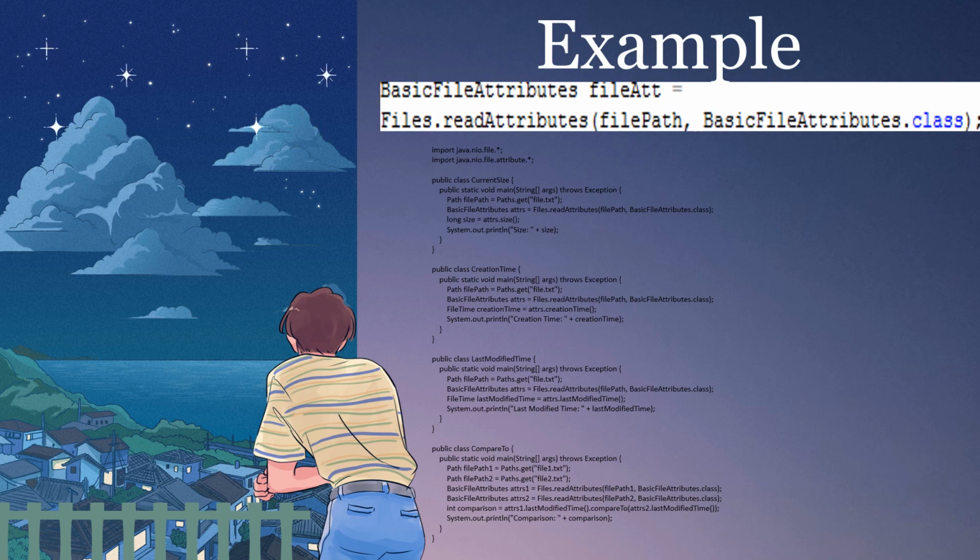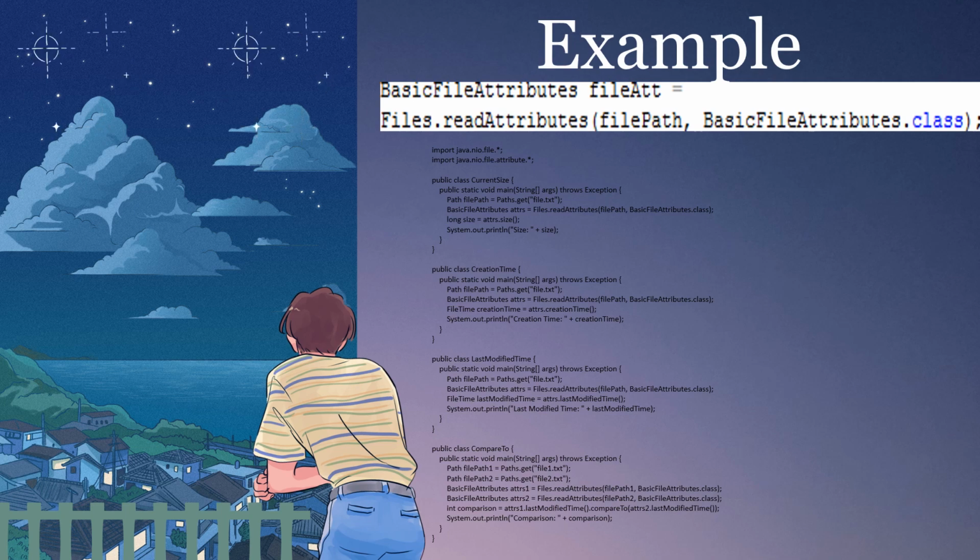The program is a collection of four Java classes that demonstrate how to use the java.nio.file and java.nio.file.attribute packages to work with file attributes in Java. The CurrentSize class reads the size of a file named file.txt using the Files.readAttributes method and the BasicFileAttributes class. The size of the file is then printed to the console.